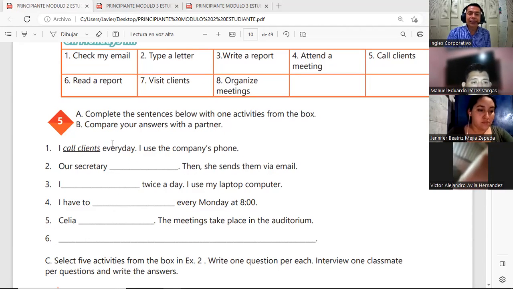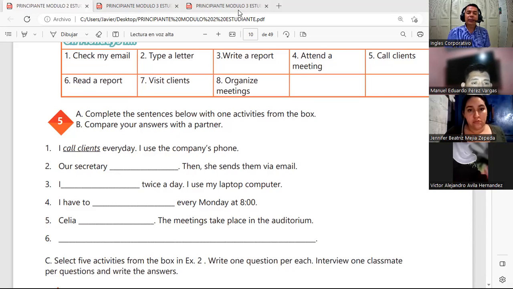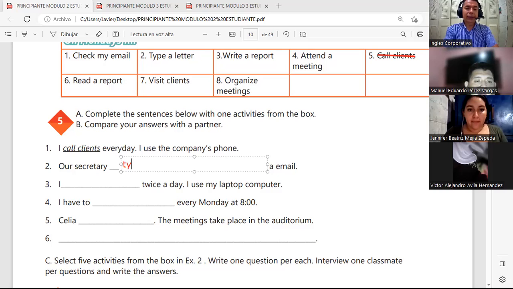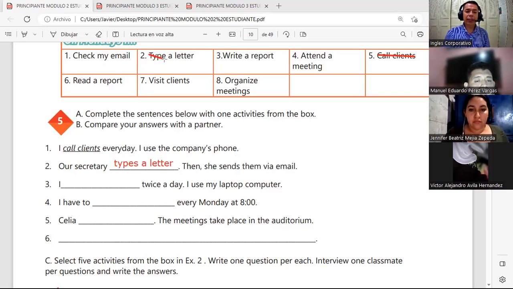I call clients every day. I use the company's phone. Look. So in this case, I will eliminate this part. Number five, right? Call clients. Elimination, right? Now, number two, our secretary, the secretary, right? There are many options here. I'm going to type a letter. Our secretary types a letter. Okay. Nice. Our secretary types. So eliminate this.